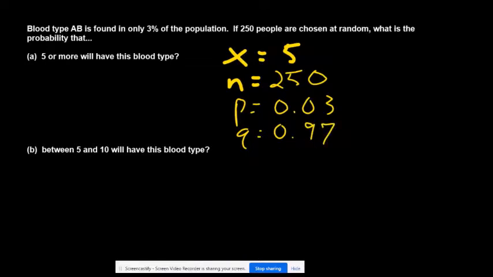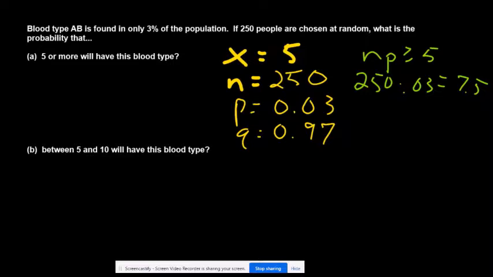All right, so we first need to make sure that we can use an approximation of normal. So we're going to first test, is n times p greater than or equal to 5? That would be 250 times 0.03, and that turns out to be more than 5, 7.5. Now, if that's more than 5, then obviously 250 times 0.97 would be more than 5, so we can approximate using the normal distribution.